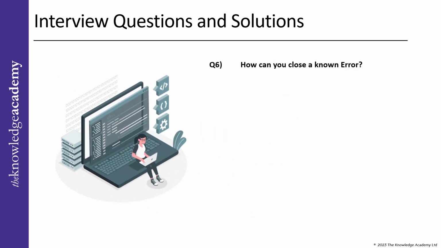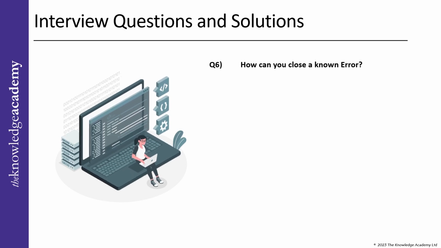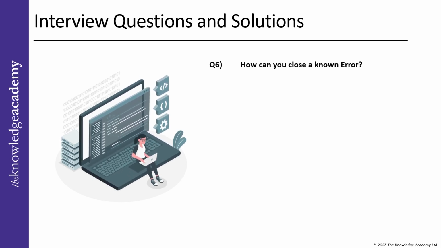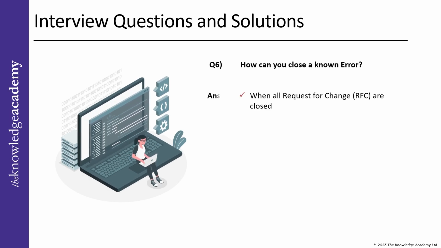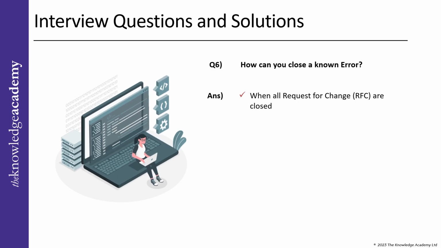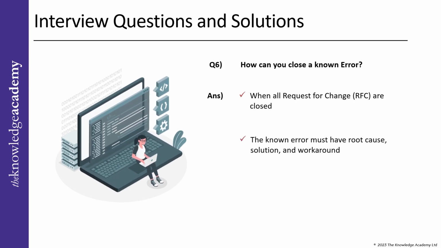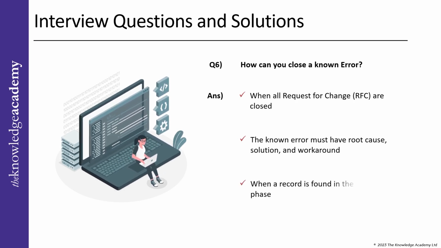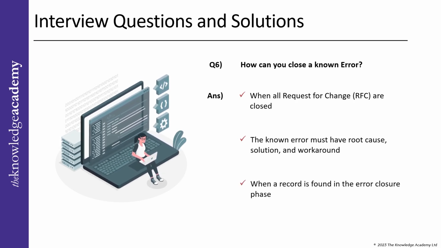Question 6. How can you close a known error? Answer. You can close a known error based on these conditions. When all requests for change, or the RFCs, are closed. The known error must have a root cause, solution, and a workaround. And when a record is found in the error closure phase.